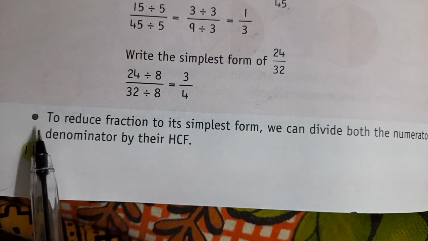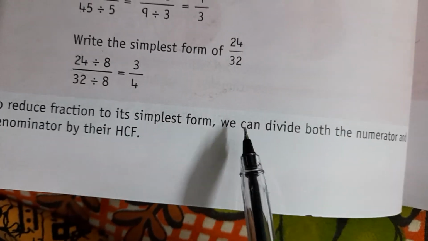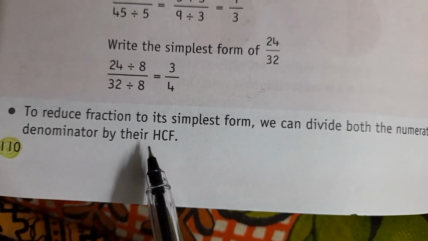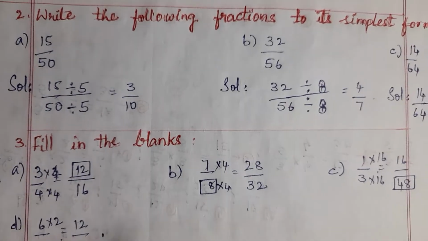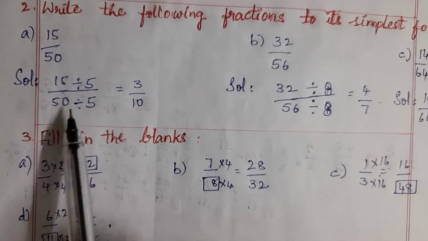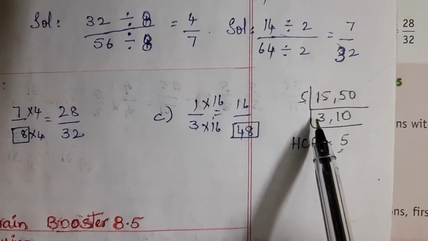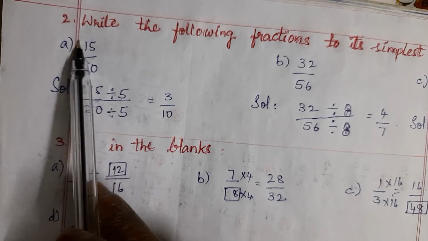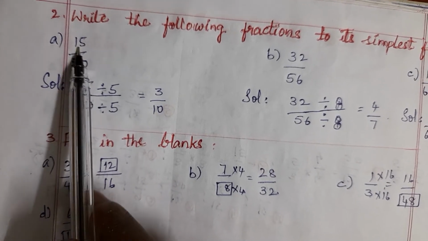Now children, one important note: to reduce a fraction to its simplest form, we can divide both the numerator and the denominator by their HCF. I will tell you how it is. Now when we look at the sums in the exercise, it is told through HCF. Let us take the first fraction, 15 by 50. Again these two are divisible by 5. We can see it clearly.